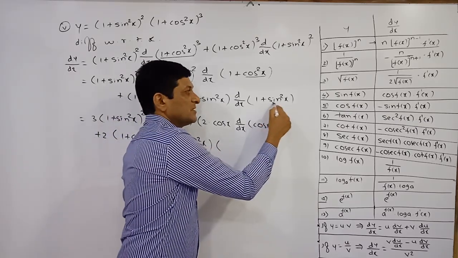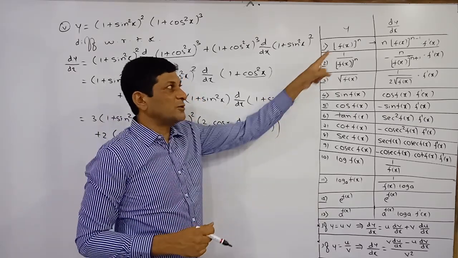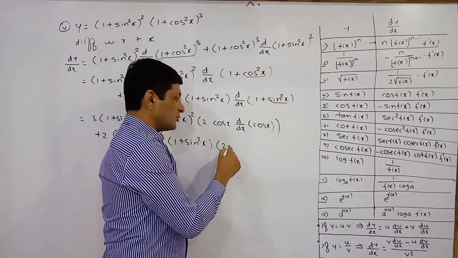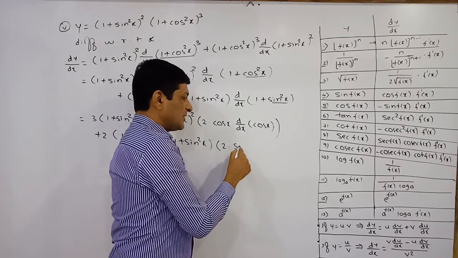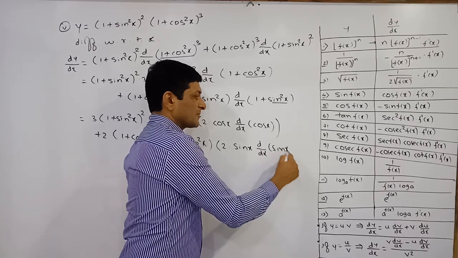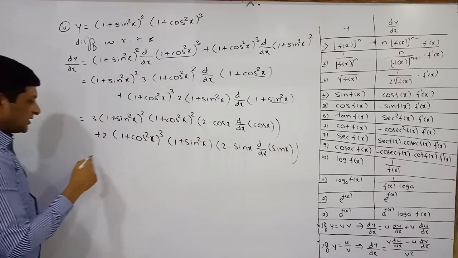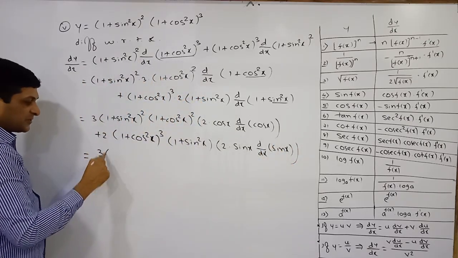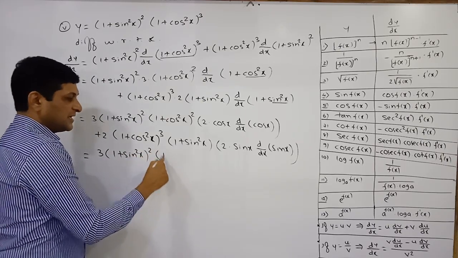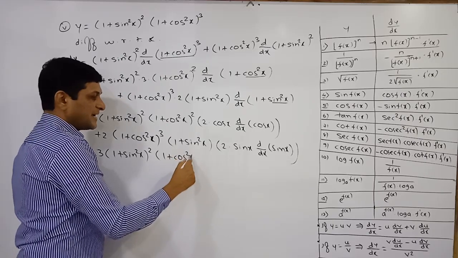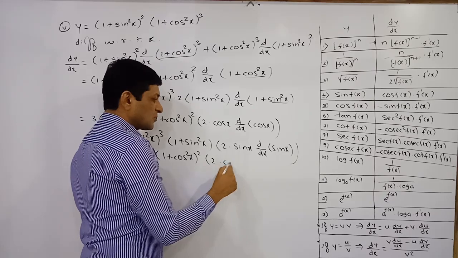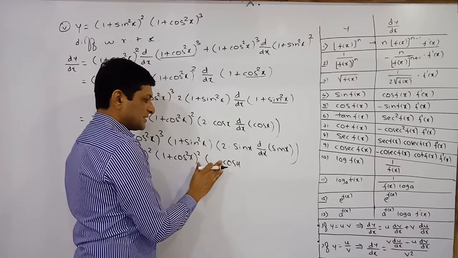Again this term is in the form of (sin x) raised to power 2, so it is in the form of the first formula. According to the first formula, first take this power 2 as a coefficient, then decrease its power by 1, into the derivative of sin x. So it equals: keep the first term, 3 into (1 + sin² x)² as it is, (1 + cos² x)² also as it is. Here 2 into cos x as it is.